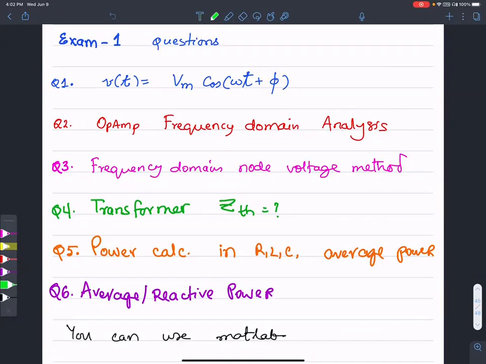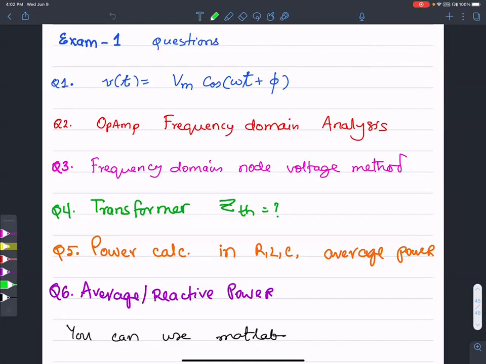If I give you a time domain expression for a sinusoidal signal, pretty straightforward, finding the frequency, finding the time, finding the phase, Vmax, and using them in radians, degrees, all those kinds of issues. Then we'll look at a problem. The problem in the exam as well is going to be on frequency domain analysis in operational amplifiers.